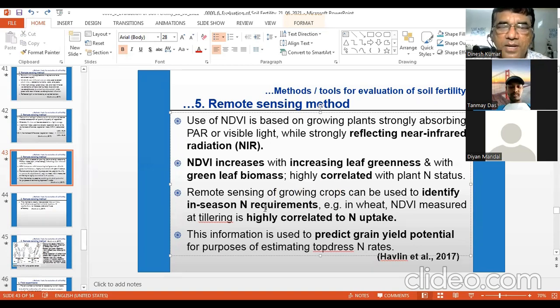NDVI measured at tillering is highly correlated to nitrogen uptake in wheat. So in wheat crop, NDVI measured at tillering is highly correlated to uptake. This information is used to predict grain yield potential for purposes of estimating top dress rates.